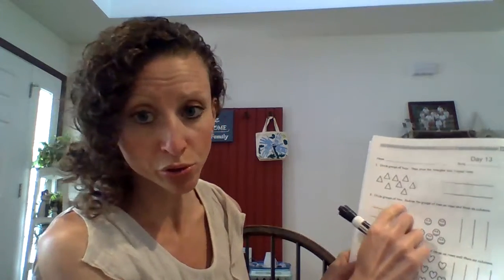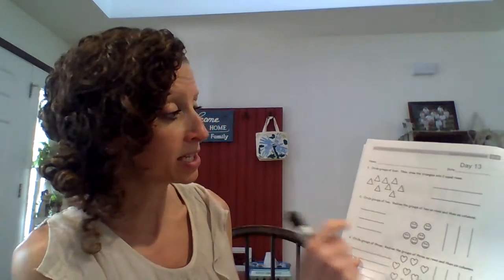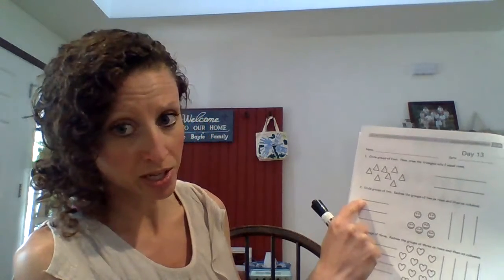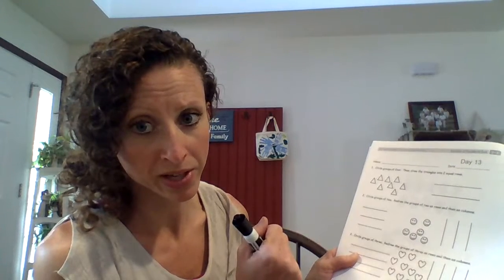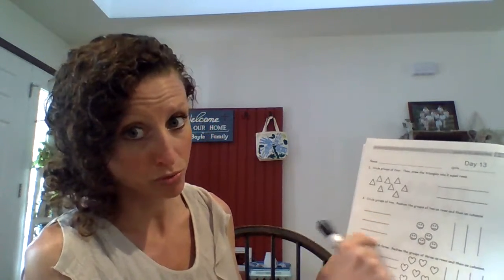Now it says circle groups of 2. We did that back on day 11, okay? So take a peek at your little happy faces. Circle groups of 2 real quick, okay? Then it says redraw the groups of 2 as rows and then as columns. So take a look here. Did you end up making 3 groups of your smiley faces? I think you did. Then you got it right because I see 3 rows right here.